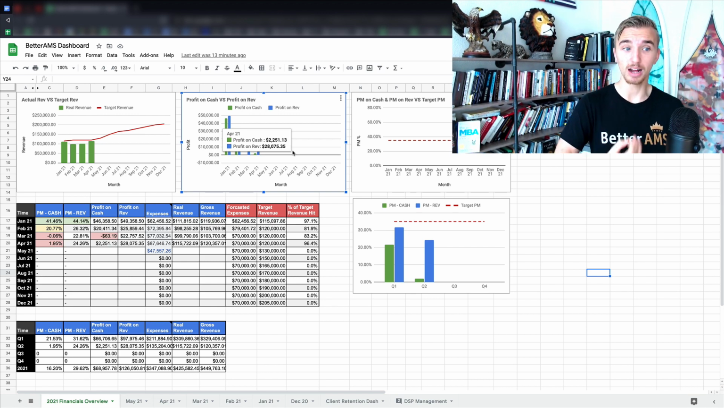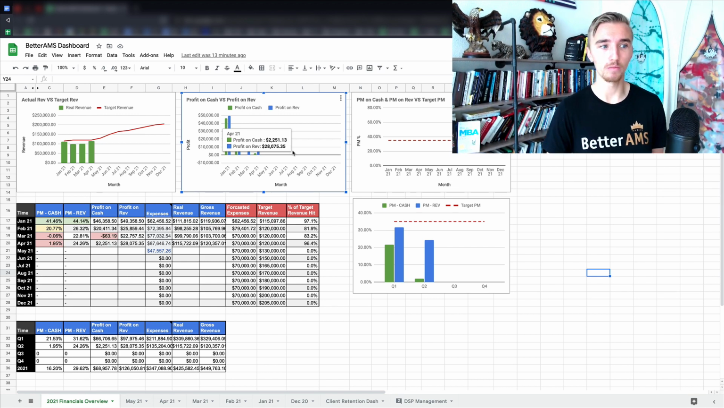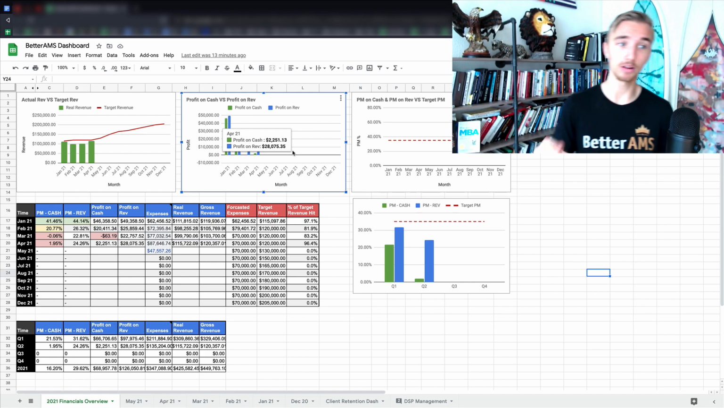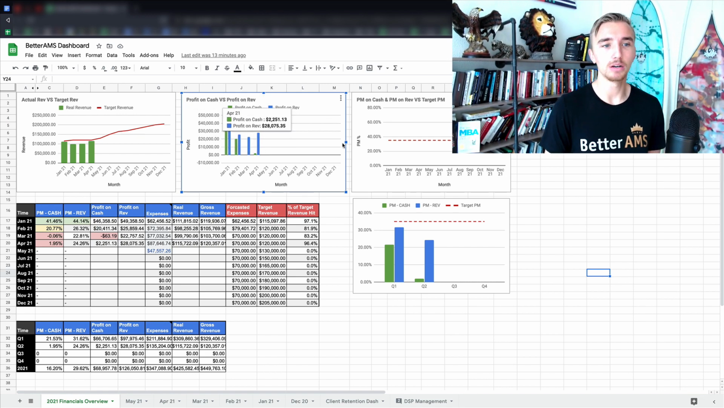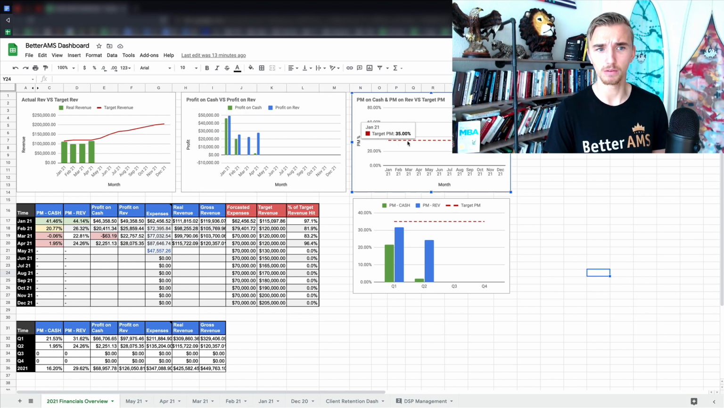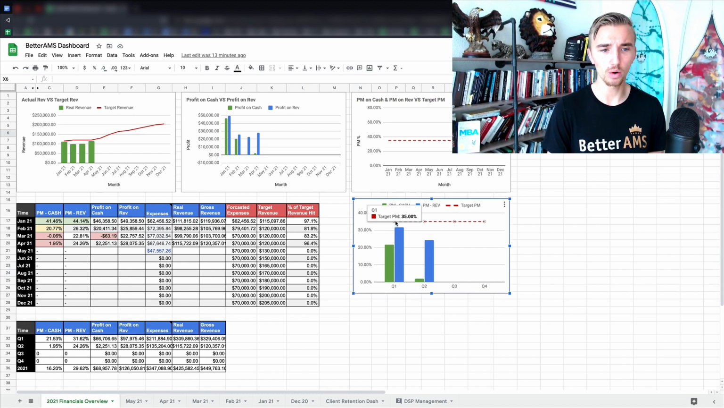Right now, it's not the best. And we're working on making a lot of improvements to improve our AR. It's actually a red flag going on right now, is AR. And then we have PM on cash versus PM on rev versus target rev. I don't believe it's even calculating, and again, that's why we're hiring somebody. PM on cash versus PM on rev versus target, PM at the quarterly basis.